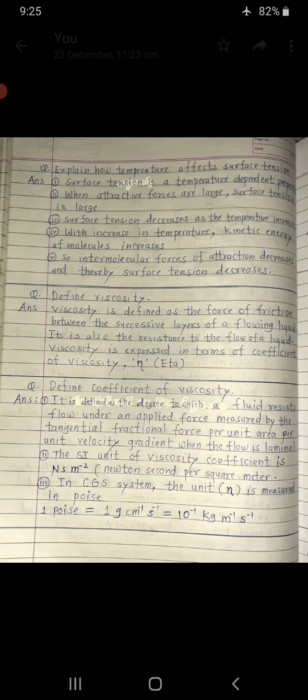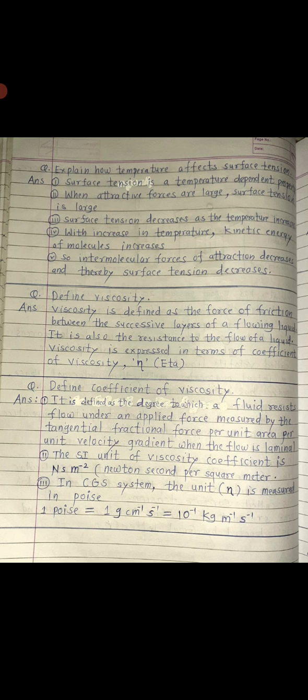Next one, explain how temperature affects surface tension. Surface tension is a temperature dependent property. When attractive forces are large, surface tension is large. Surface tension decreases as the temperature increases.